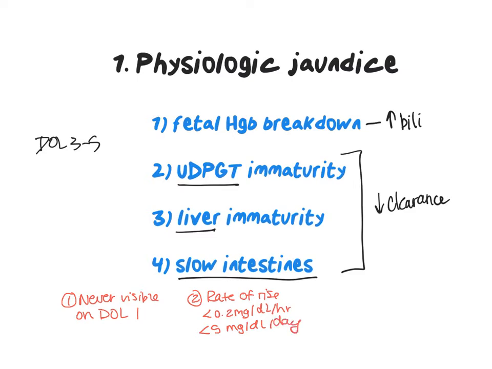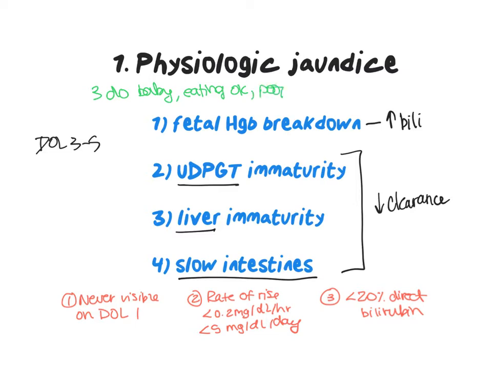And then the third thing we consider is if you were to fractionate the total serum bilirubin into indirect and direct bilirubin, physiologic jaundice would never have more than 20% direct bilirubin. So the typical patient story you'll hear for physiologic jaundice is around a 3-day-old baby who is eating okay and still pooping okay and looks okay, but just looks a little bit jaundiced.